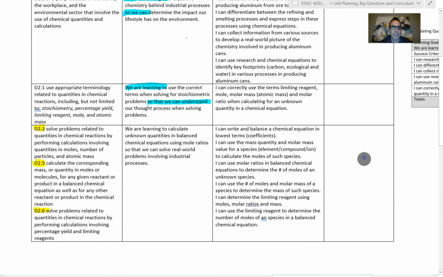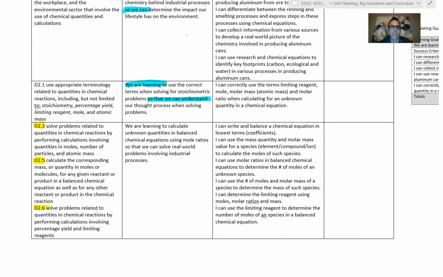And if you take a look at this next one, I've got 3 expectations here, and what I work to do is try and come up with a statement that encapsulates everything. These 3 expectations involve solving problems, performing calculations based on mass or quantity of moles and molecules, and solving problems using things like percentage yield and limiting reagents. Now, we didn't cover those 2 terms in our little lesson, but they would have been coming up the next day if we continued, if you were part of my class.